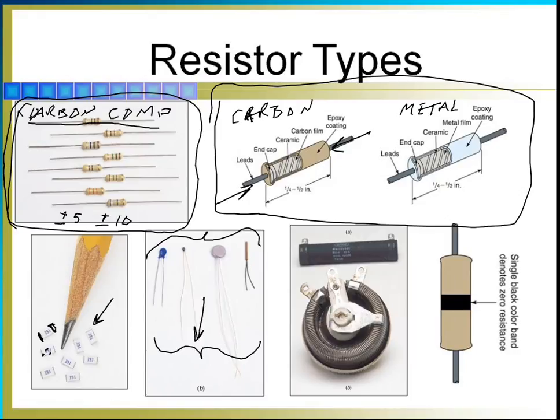You have wire wound resistors. Wire wound resistors are usually used in power applications where you need to have low resistance but high power. And it's wire wound around ceramic film, and once again with an epoxy coating. So lower resistance but higher power. Thus the size of them tells you they're higher power.